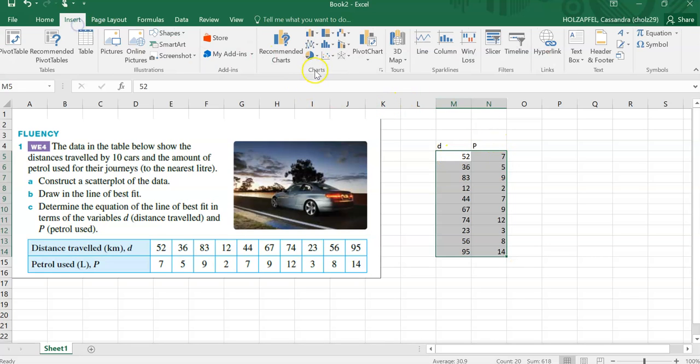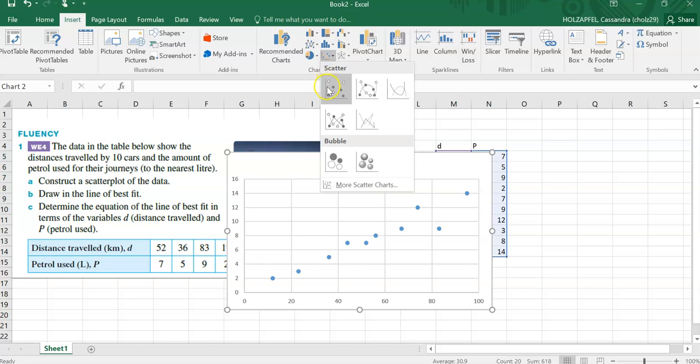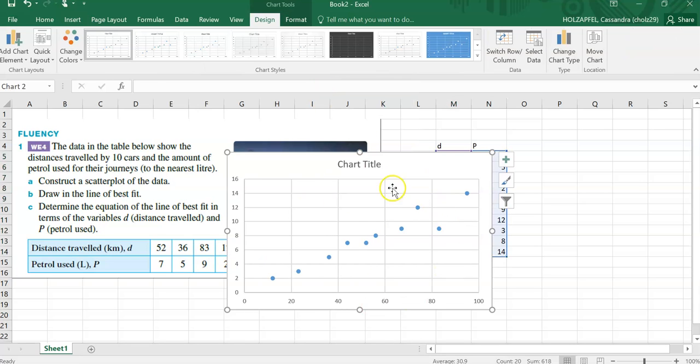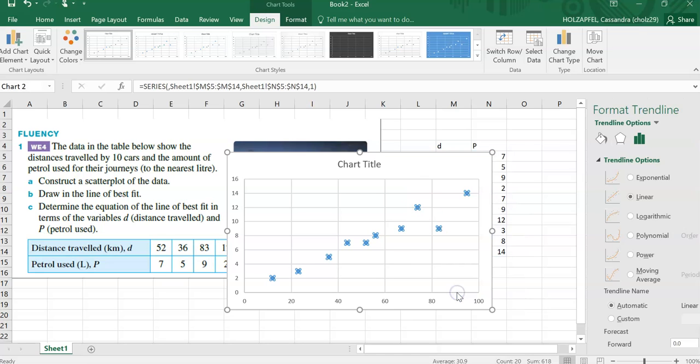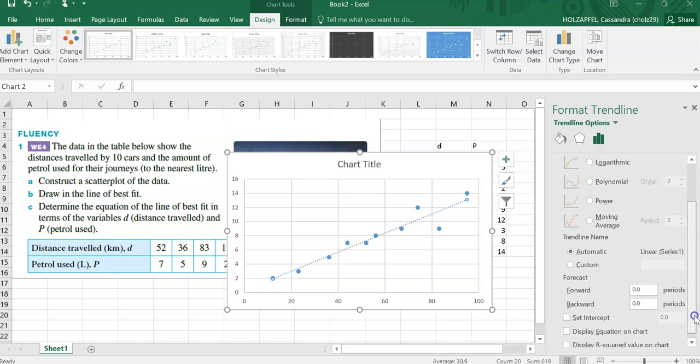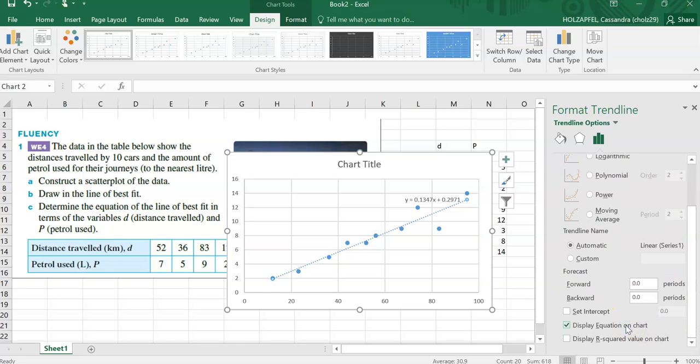So now I'm going to go insert a graph and I'm going to insert a scatter plot and then that's all you need to do. So that's my scatter plot there. Now this program is really good because it can actually put in a line of best fit for you. So if you just go add trend line and then we can just scroll down and go display equation on chart.